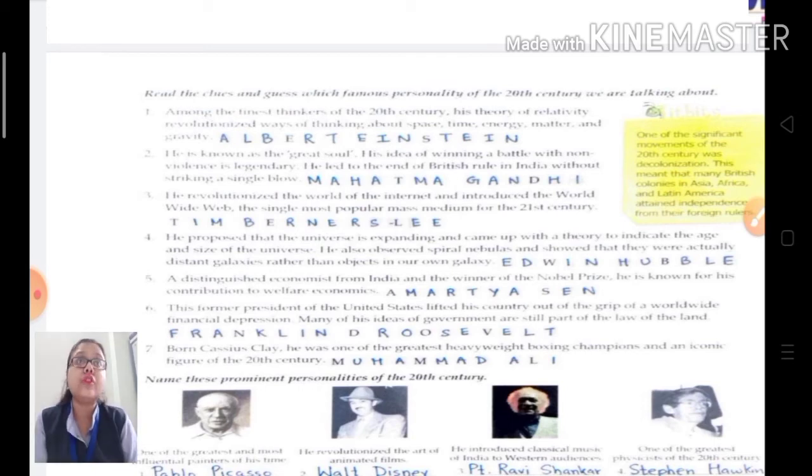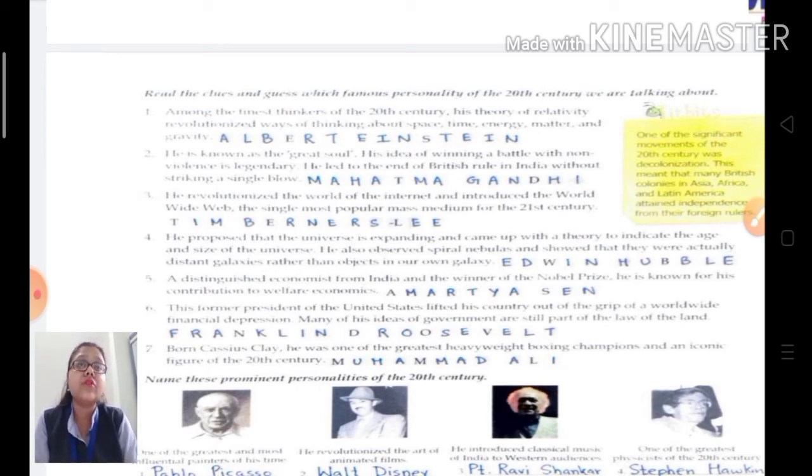He got the theory of relativity about space, time, energy, matter and gravity. Now next, number 2, he is known as the Great Soul. His idea of winning a battle with non-violence is legendary. He led to the end of the British rule in India without striking a single blow. Obviously Mahatma Gandhi. Okay, Mahatma Gandhi.